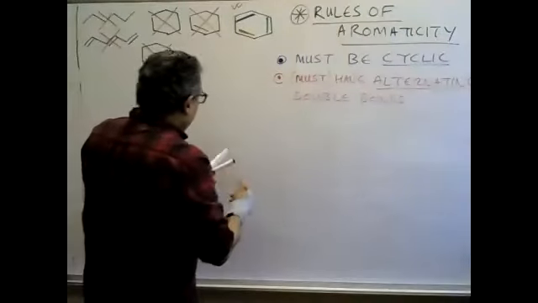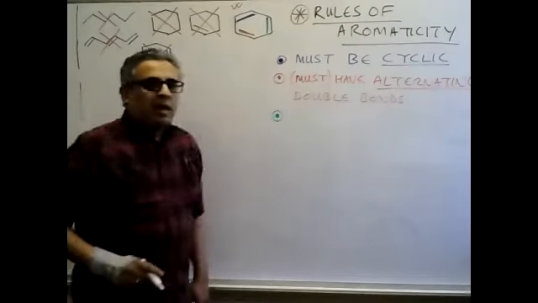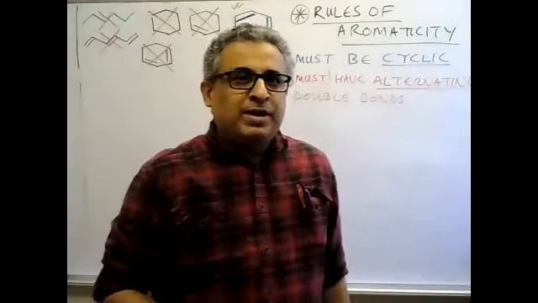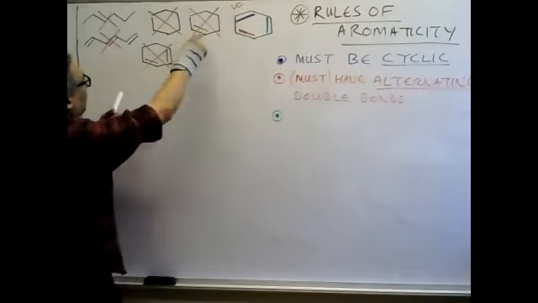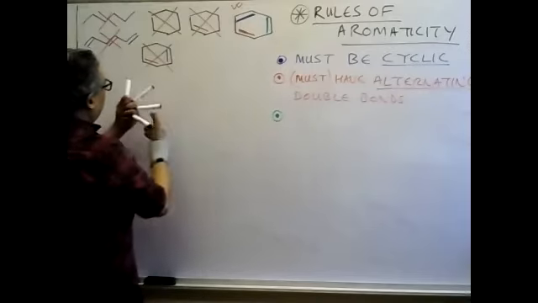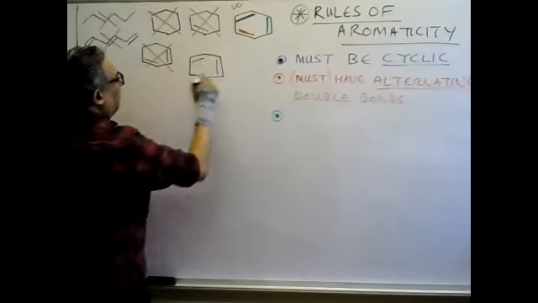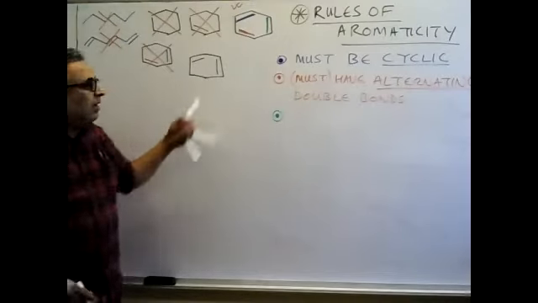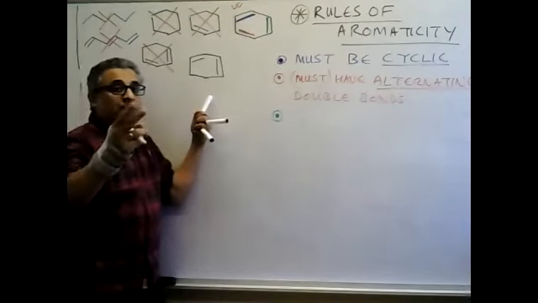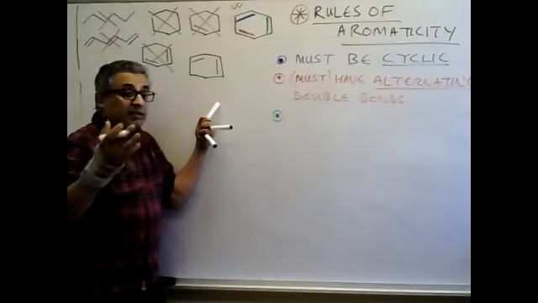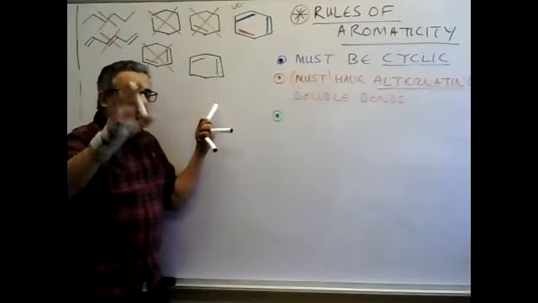Rule number 3. This is my invention, okay? You won't find it in the books. So if I look at this molecule, again, I'm going to erase it. This is not aromatic, because you can say the answer in two different ways. You can say, well, Dr. Maitra, it doesn't have alternating double bonds. That's a good answer. That's very legitimate. That's fine. You will get full points.